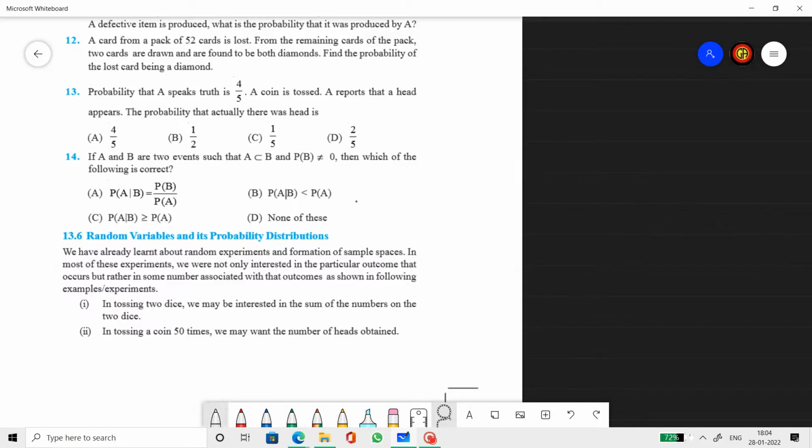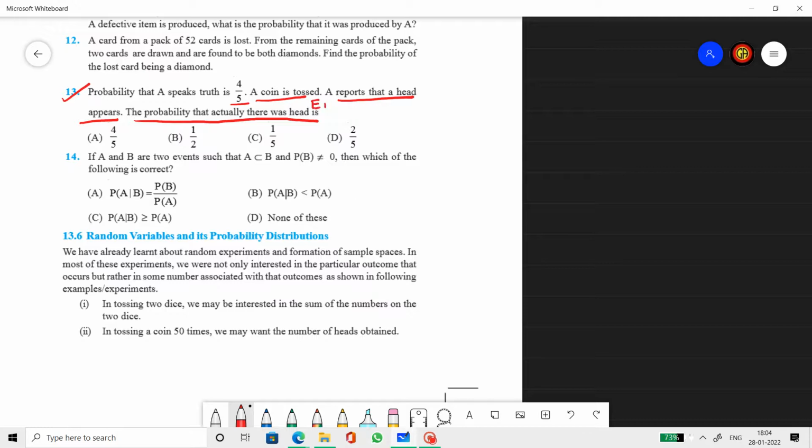So the next question that I'm going to do is question number 13. The probability that A speaks truth is 4 out of 5. A coin is tossed, A reports that head appears. The probability that there was a head.